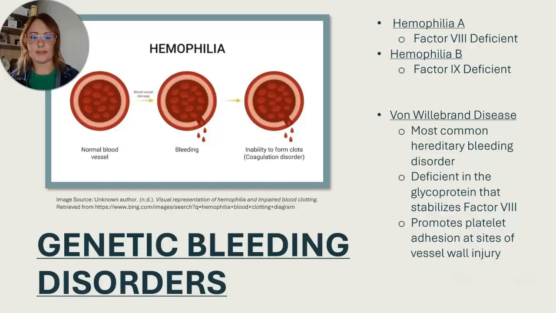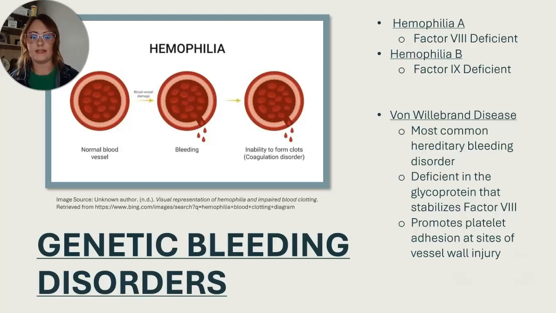All right, let's talk about some genetic bleeding disorders. There are many genetic bleeding disorders that are inherited deficiencies of the clotting system that result in abnormal bleeding in humans. Most commonly, we see a deficiency in factor VIII, which causes hemophilia A. This is an X chromosome linked disease, which I find quite interesting.